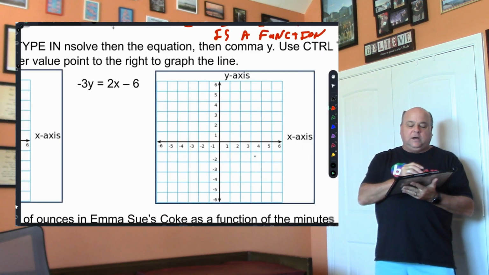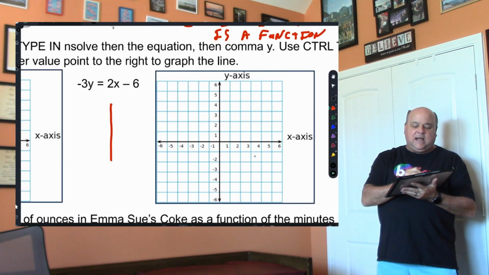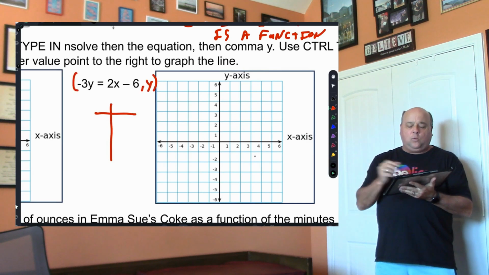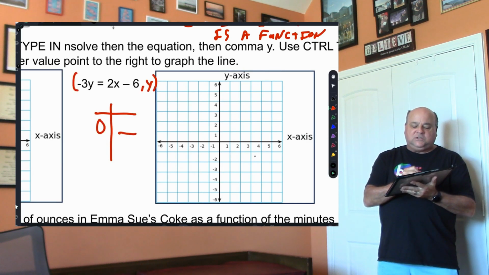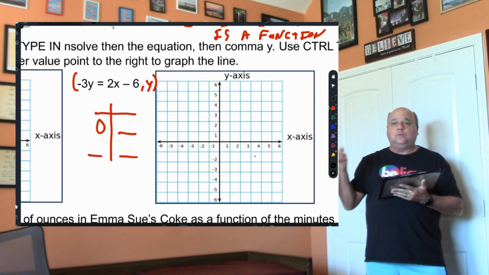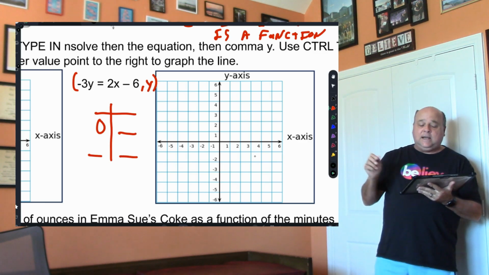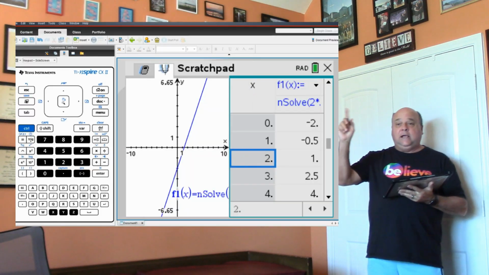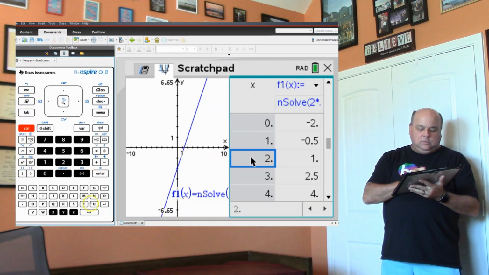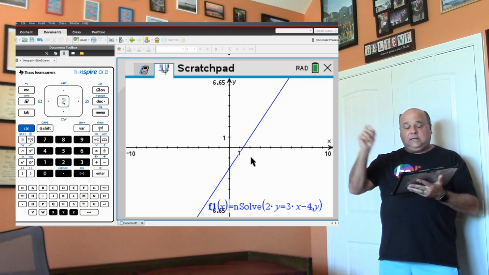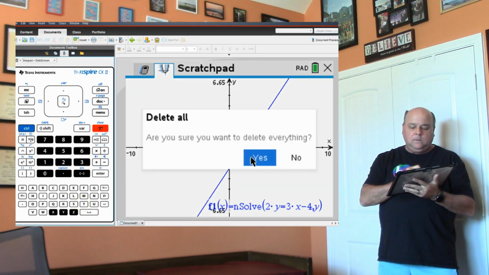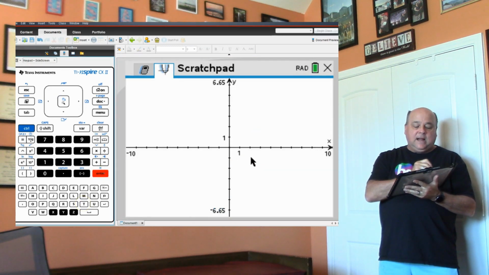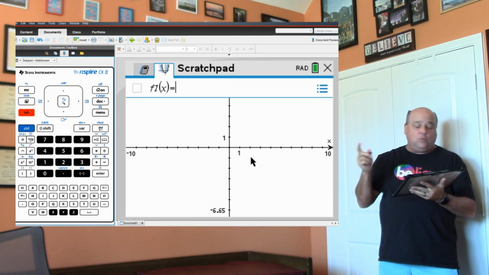Okay, on the next one, we're going to do the same thing. We're going to graph this line. We're going to solve it. We're going to type in nsolve and solve it for y. We want 0 something and then 2 integer points, right? Can't be any decimals. So let's go to our calculator. We're going to hit Control T to get rid of the table. And then we're going to hit delete, delete, delete. Hit yes. And then I'm just going to hit tab and I get my F1X.